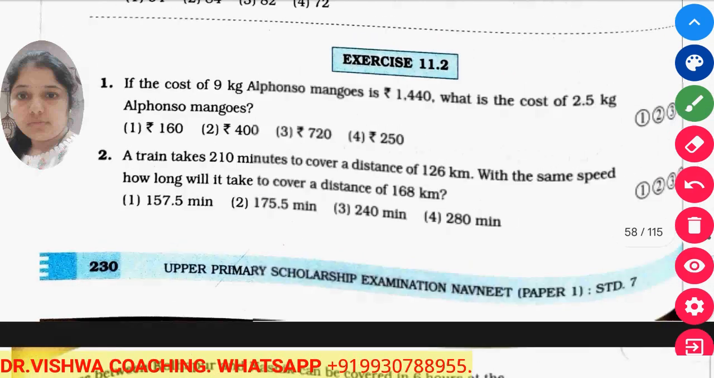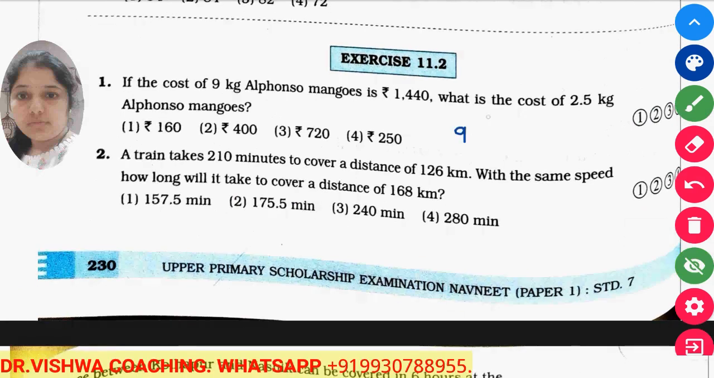Okay. Now the cost of 9 kg Alfonso is 1440. What is the cost of 2.5 kg Alfonso? Again there is a direct proportion, so you can just do 9 into 1440 upon 2.5. Okay, so for this to become 25, we have to bring one decimal here.